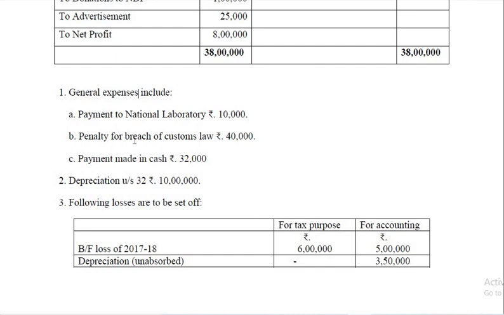15,000. Penalty for breach of customs law is not at all allowed. So this is disallowed while computing business income. Payment made in cash: if payment is more than 10,000 in cash, that's not allowed. Therefore, the entire 32,000 is disallowed. So that should be added back to the net profit while computing business income.